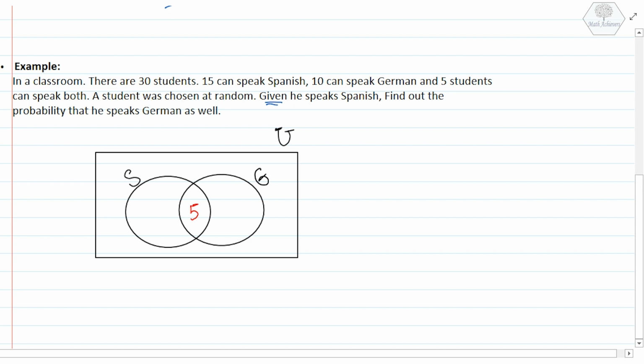Now, those who speak Spanish are 15, so this would be 15 minus 5, which is equal to 10. This area. And who speaks German only? All of the students speaking German are 10, so this area would be 10 minus 5, which is equal to 5.